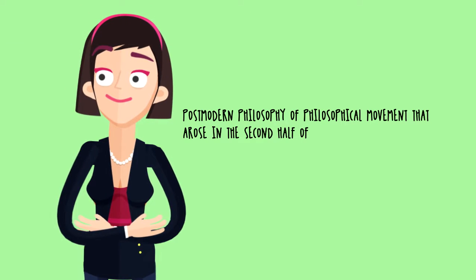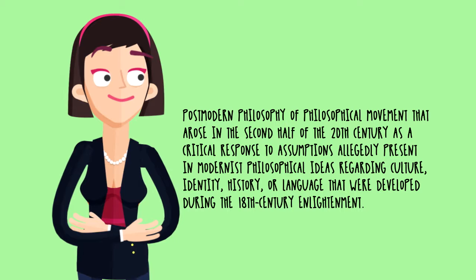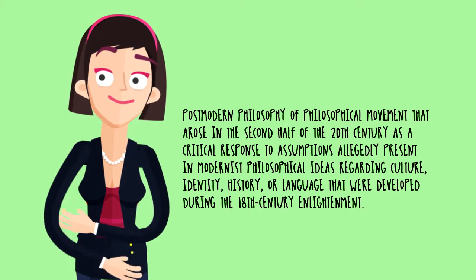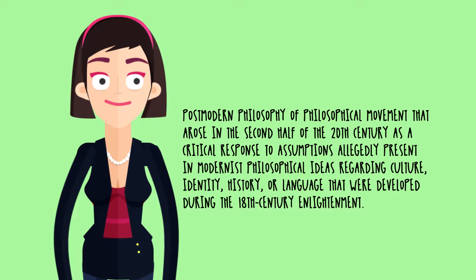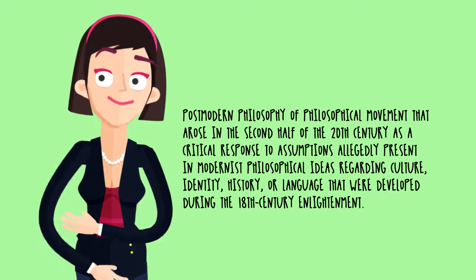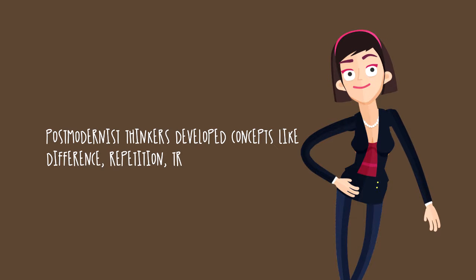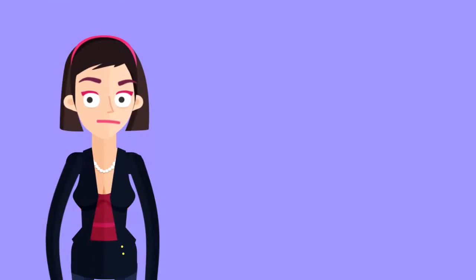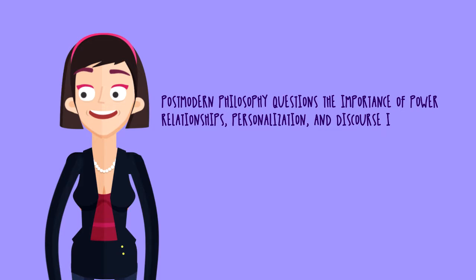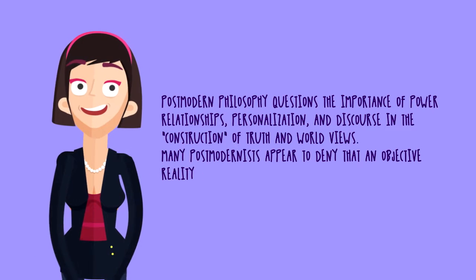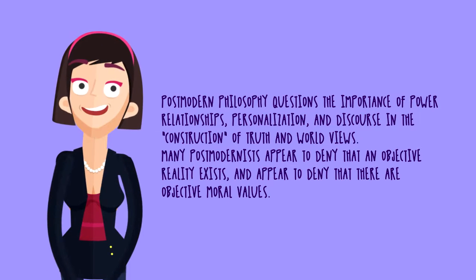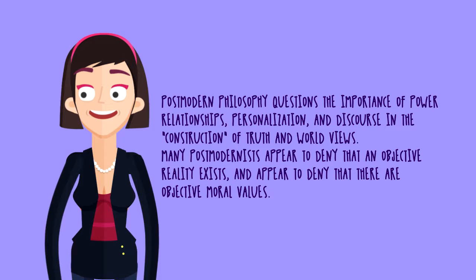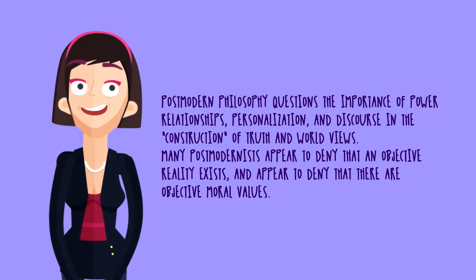The philosophy of Postmodernism is a philosophical movement that arose in the second half of the 20th century as a critical response to assumptions inherently present in modernist philosophical ideas regarding culture, identity, and history. Postmodernist thinkers develop concepts like difference, repetition, trace, and hyperreality, and subvert grand narrative, uniformity of being, and epistemic certainty. Postmodernist philosophy questions the importance of power relationships, personalization, and discourse in the construction of truth and worldview. Many postmodernists appear to deny that objective reality exists and appear to deny that there are objective moral values.